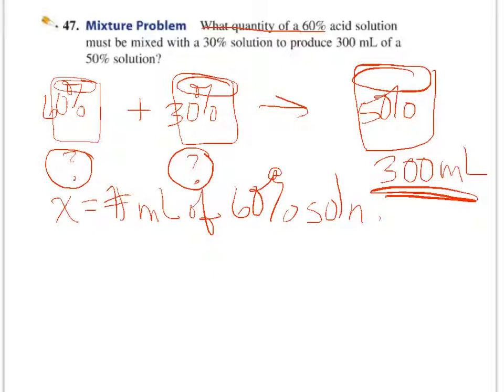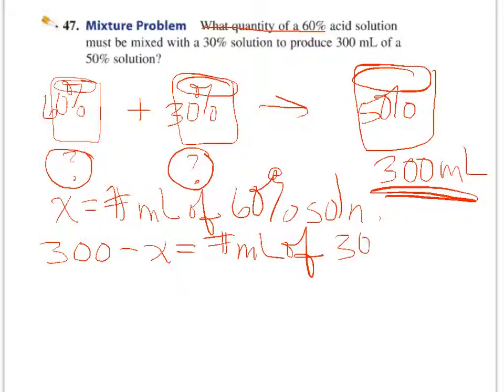Well, if I'm going to end up with 300, that means the other solution must be 300 minus X. That should give me the number of milliliters of 30% solution. And that makes sense, because if you add those two expressions together, X plus 300 minus X, so imagine you're pouring the X milliliters into a beaker, and you're pouring the 300 minus X milliliters into that same beaker. The two X's cancel because one has a minus sign, so you end up with 300 milliliters, which is what you're supposed to have. So these expressions give me the right relationship between the 60% and 30% solutions.